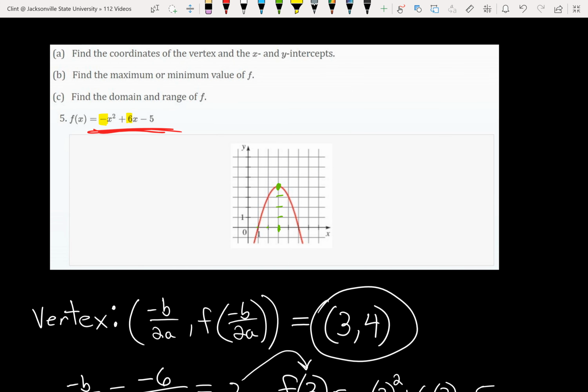Okay, now what about our x-intercepts? Remember, that's where we cross the x-axis. So since we have the graph, we can look here and see we have one x-intercept that is at the point (1, 0). And the other one is at 2, 3, 4, 5. So the other one is at (5, 0). Okay? So those are our x-intercepts.